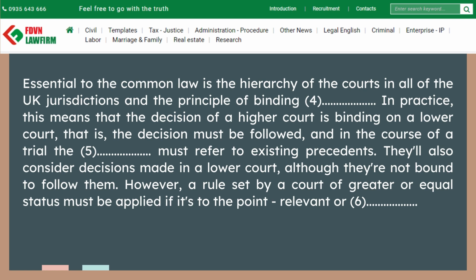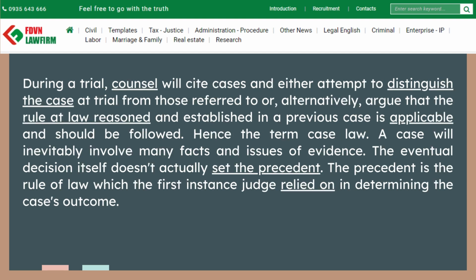However, a rule set by a court of greater or equal status must be applied if it's to the point, relevant or pertinent. During a trial, counsel will cite cases and either attempt to distinguish the case at trial from those referred to or, alternatively, argue that the rule of law reasoned and established in a previous case is applicable and should be followed. Hence the term case law.